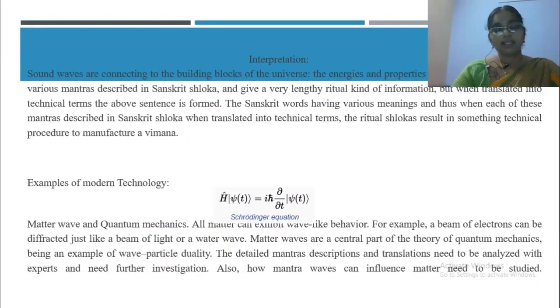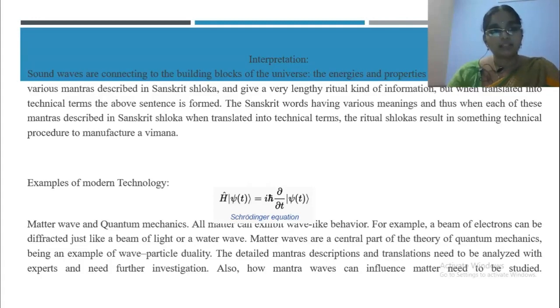So interpretation, like I have said, there are lots of sound waves and even modern technology and modern science are still developing. So we cannot reach the ancient advanced technology and science yet, but still there are some researches going on on sound waves. So these are some of the descriptions from modern science and technology. Sound waves are connected to the building blocks of the universe, the energies and properties changing matter.